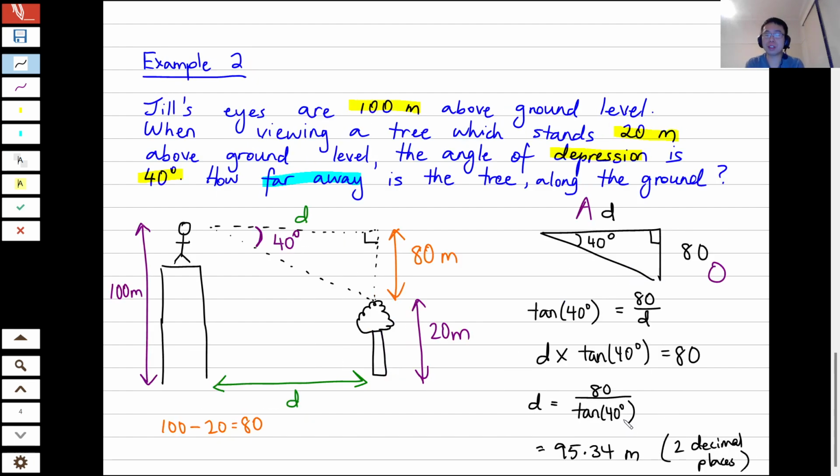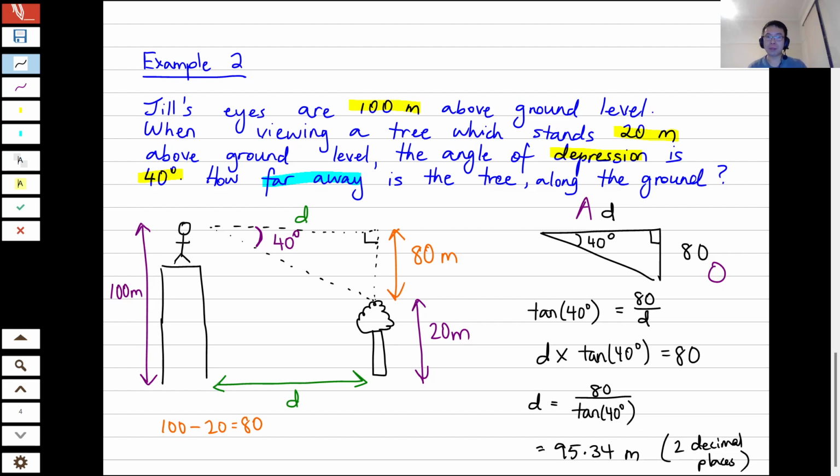If you want, you can answer questions like these with a sentence at the end. So you could say, the tree is 95.34 meters away. And that would be a better answer. So instead of just writing down a number, write a sentence that specifically addresses the question that's asked. I'm not going to make it a requirement this year, but it's a good habit to get into for future years, especially in VCE. And I'll try to start modeling that in future videos.